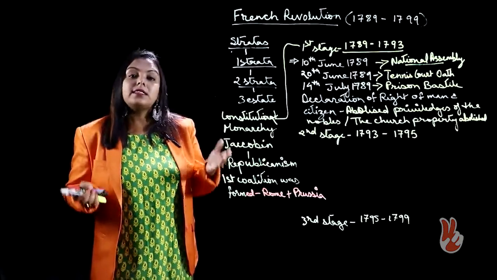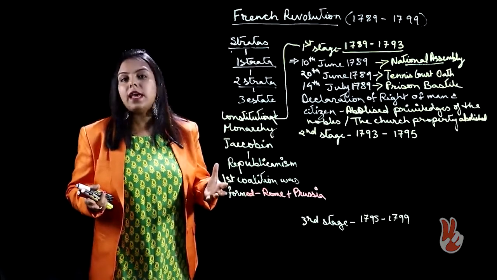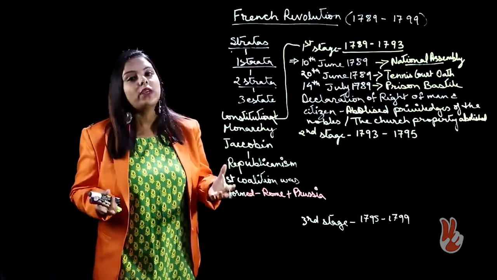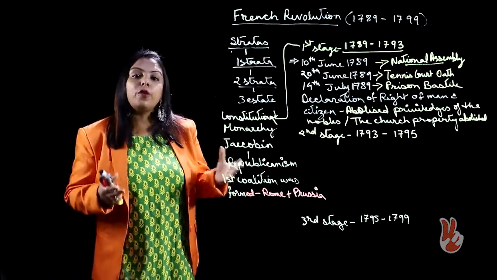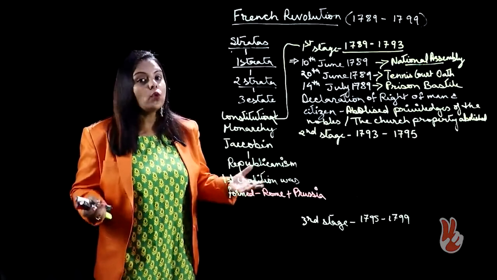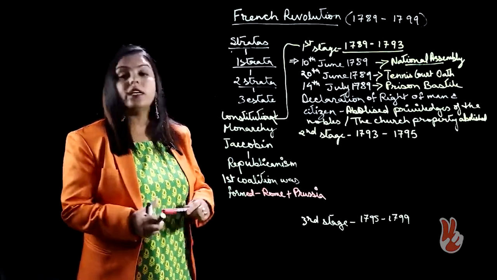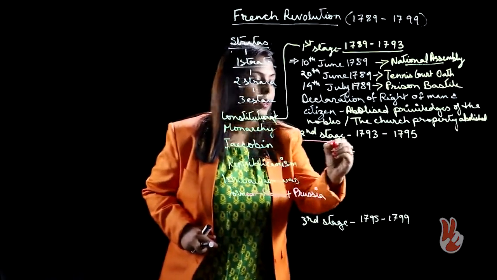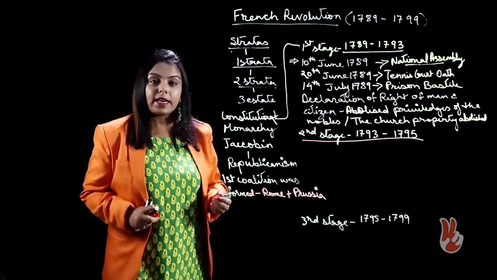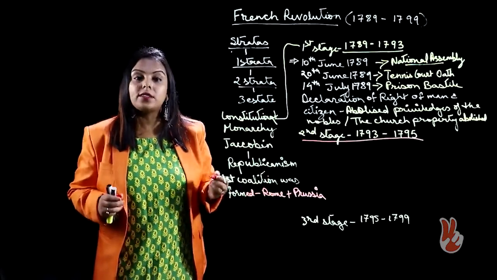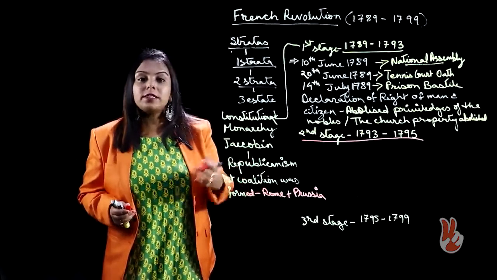Now, this set an example because this was one of the most radical steps, and in history it is also known as one of the most chaotic steps taken by the left-wing Jacobins. Obviously, soon after that the Jacobins came into power and the second stage of the French Revolution began. The second stage began in 1793 when King Louis XVI was brought back from the borders of France, and then the Jacobins came into power.